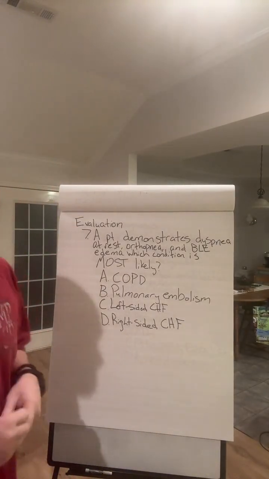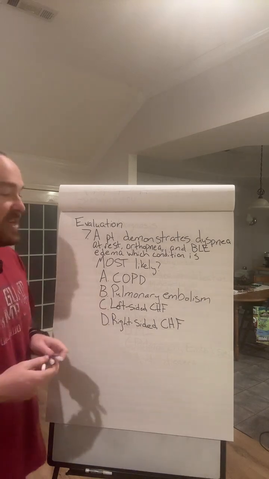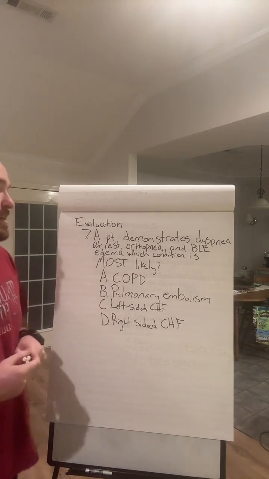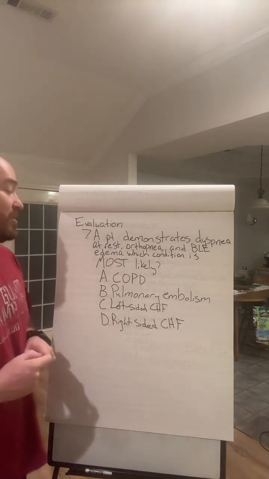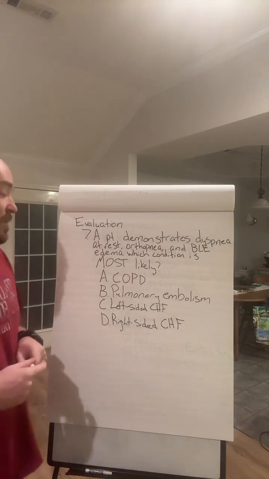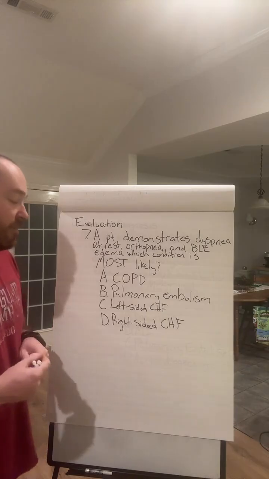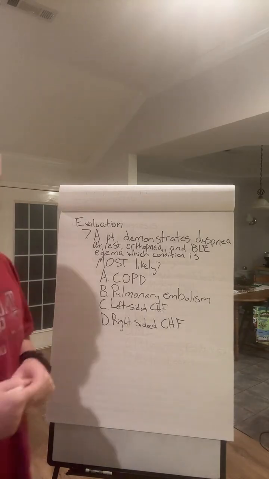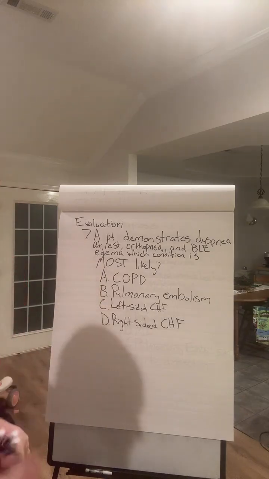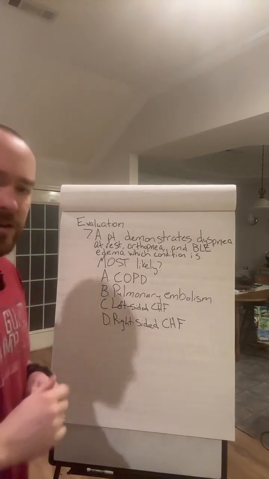All right, let me read this one more time. You guys go ahead and submit your answers when you're ready. A patient demonstrates dyspnea at rest, orthopnea, and bilateral lower extremity edema. Which condition is most likely? COPD, pulmonary embolism, left-sided congestive heart failure, or right-sided congestive heart failure? I got 2 people that have answered. I'll let you guys think a little bit longer.